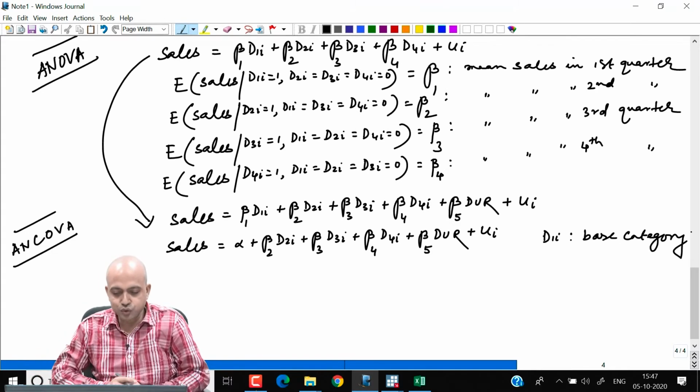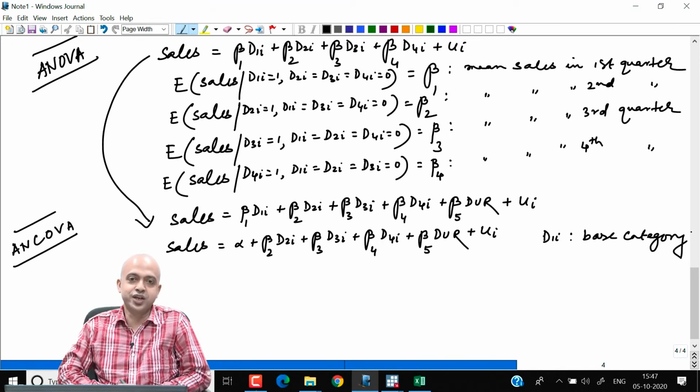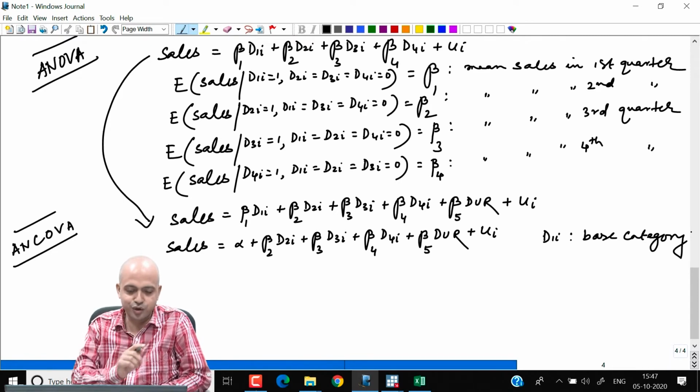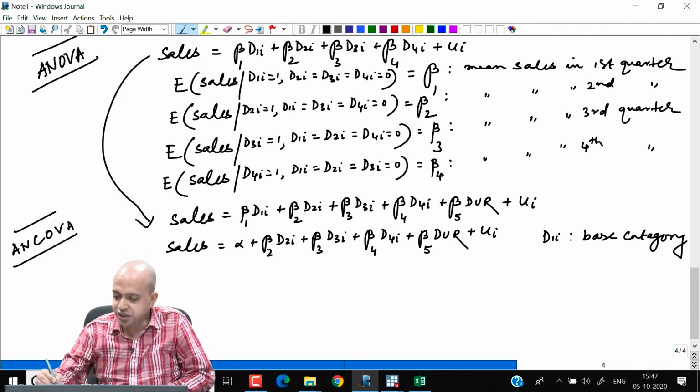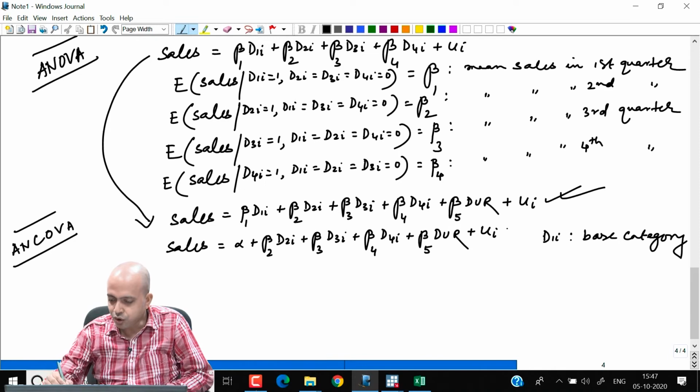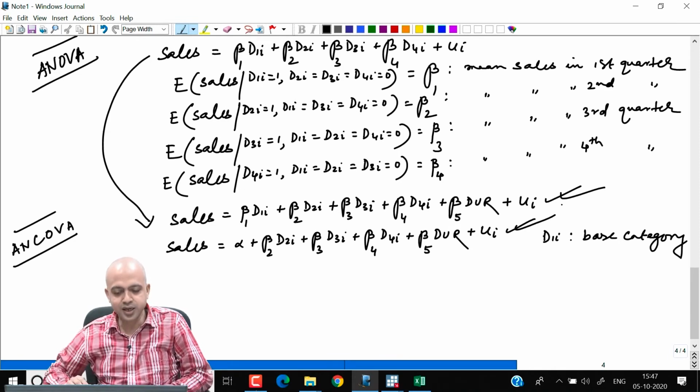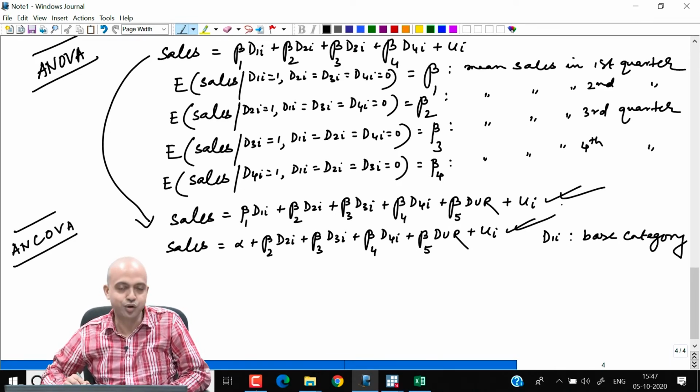And all these beta 2, beta 3, beta 4 and beta 5 will indicate differential intercept, whether sales in other quarters are significantly different from the first quarter or not. That we will know by the significance of beta 2, beta 3, beta 4 and beta 5, right? So whether you will say this model or that model, that again depends on the researcher's objective.